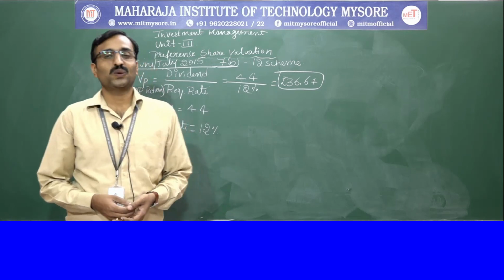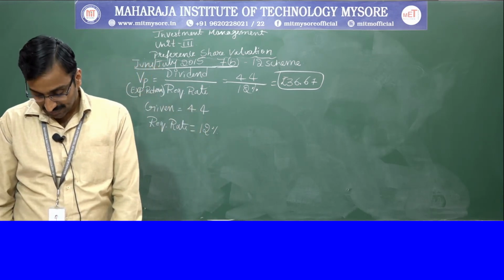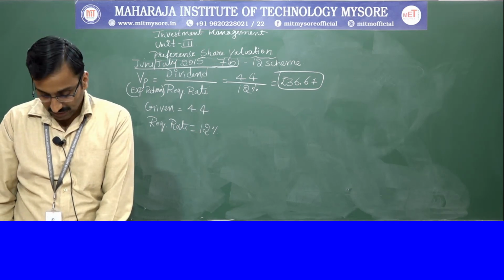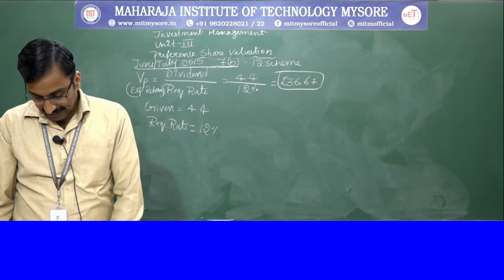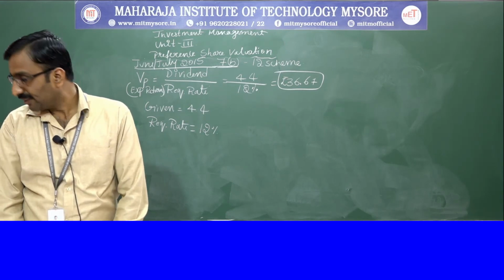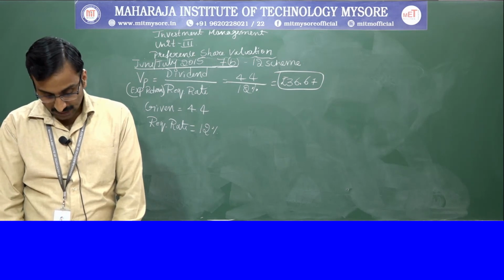The next problem from the question paper, December 2012, it's a 10 scheme question paper. Question number 3A, I just read out the question, you go through that. If 6 rupees dividend paying preferred stock is selling in the market for 50 rupees, find out the yield of the stock.